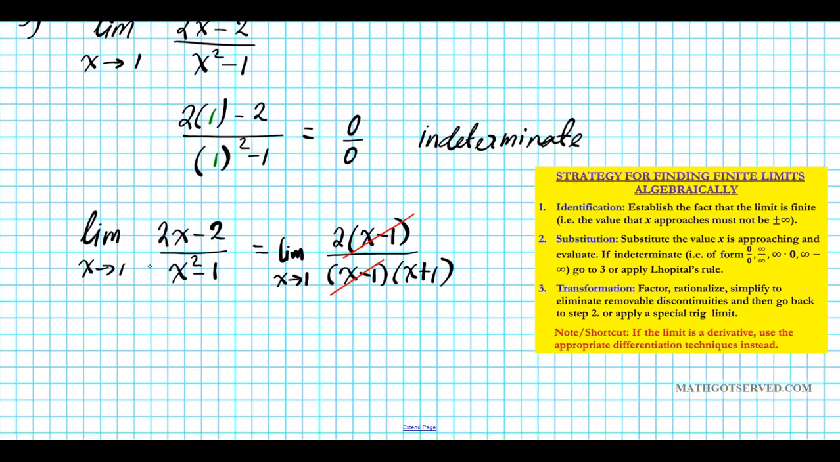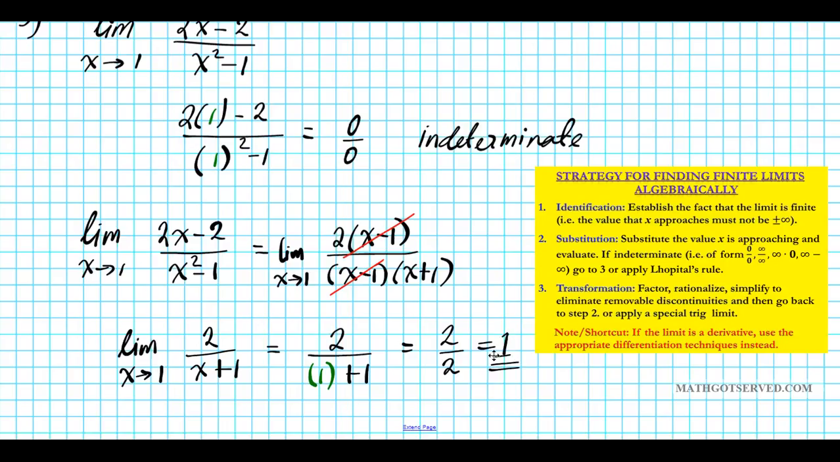After transforming this expression, our new limit becomes the limit as x approaches 1 of 2 over (x plus 1). Now we're going to go back to step 2 in our strategy, and then substitute. Okay, so we're now going to have 2 divided by (1 plus 1), which is 2 divided by 2, and the final answer is 1. Okay, so that's what the limit is.